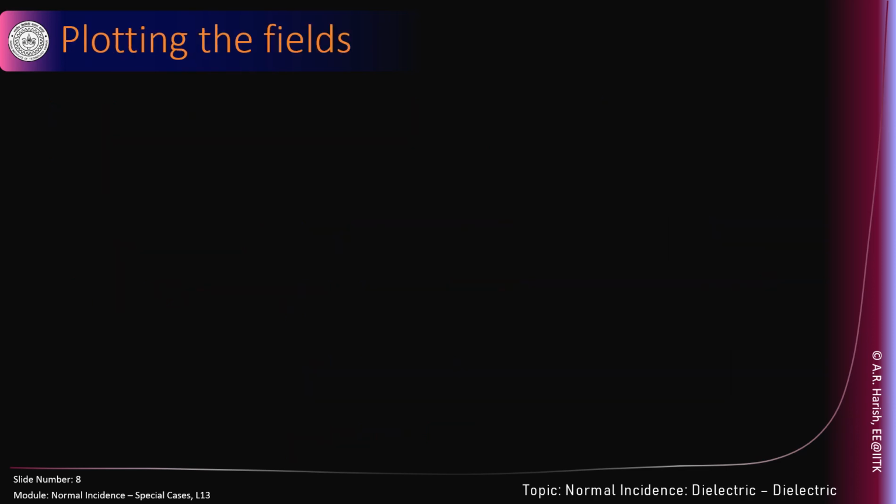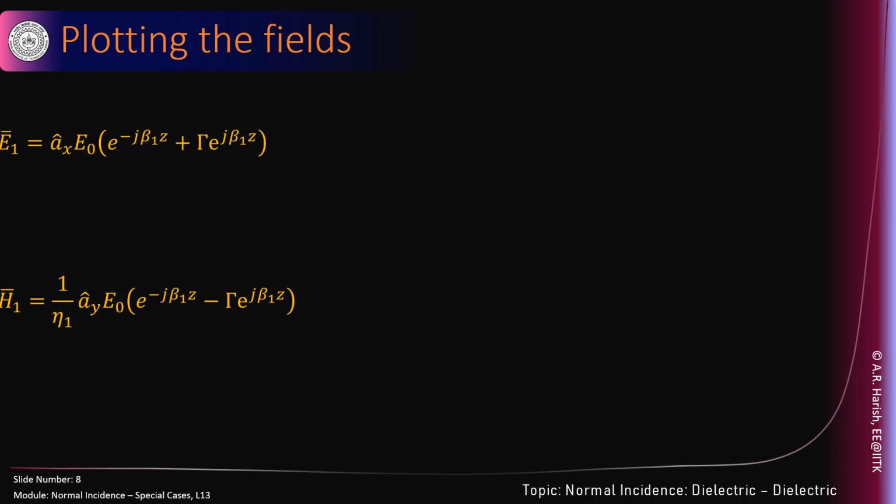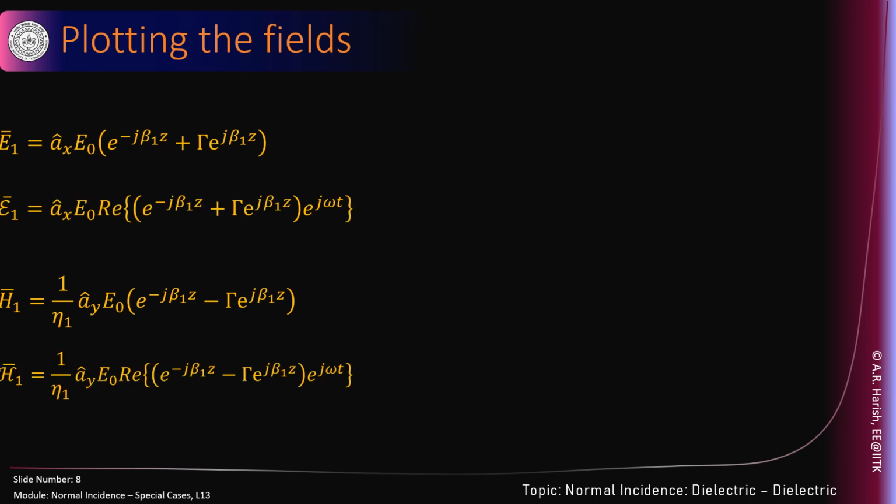To plot the fields, we follow the exact approach that we had followed before. Take the electric and magnetic field in the phasor form. In this particular case, total electric field E1 and total magnetic field H1, and write it in the time harmonic form. How do you do that? You multiply this quantity by e to the power of j omega t and take the real part of it for both E and H. And we are ready to plot this.